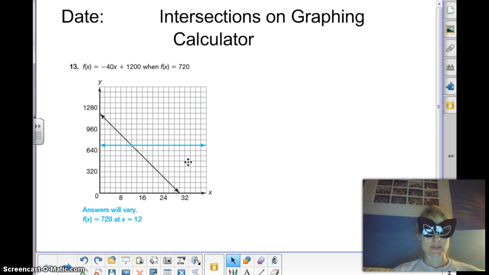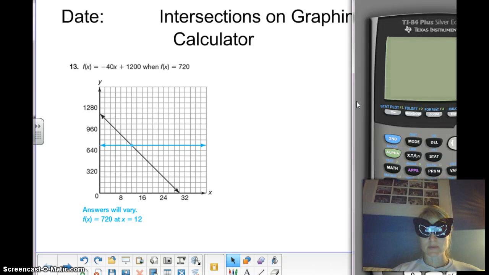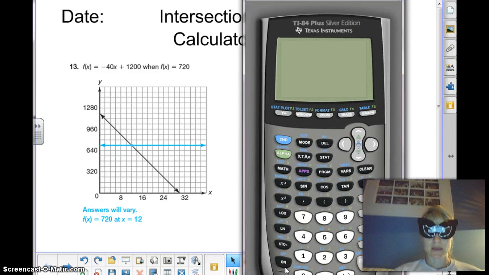So this is what we used the other day. We had this line, and then we had the f of x equals 720 line. So sometimes the answers aren't clear cut and we need an exact answer. So what we do is we go to our graphing calculator here, turn it on, we go to y equals. So remember, f of x is the same thing as y equals.